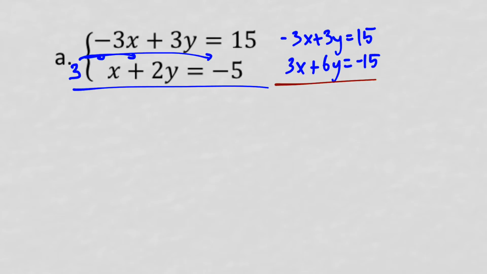And now you can basically combine them together. And what's going to happen is that 3x and the negative 3x will cancel. And nothing else will cancel. 3y and 6y will make 9y. 15 and negative 15 will make 0. Divide by 9. And be careful, do not say, oh, no solution. This is just 0. Y is equal to 0, right?